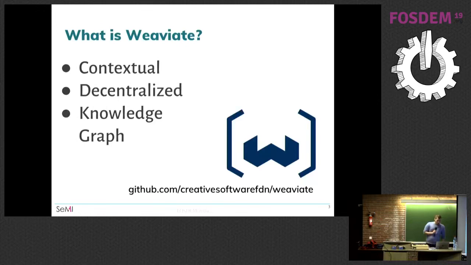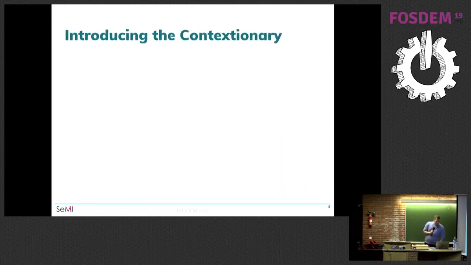Cool, so you see a GitHub link here. If you want to check it out right now, before I've even told you what it is, feel free. It's Creative Software Foundation /Weaviate. On the title slide, we had the official name, Weaviate, the Decentralized Knowledge Graph. Here I've added another word, which is contextual. I'll explain what we mean by contextual decentralized knowledge graph.